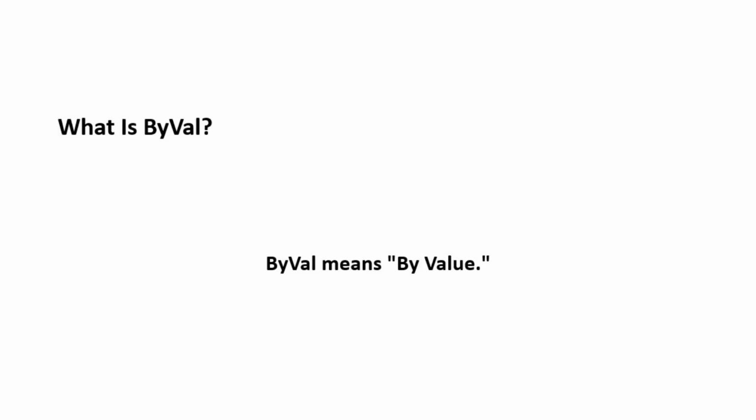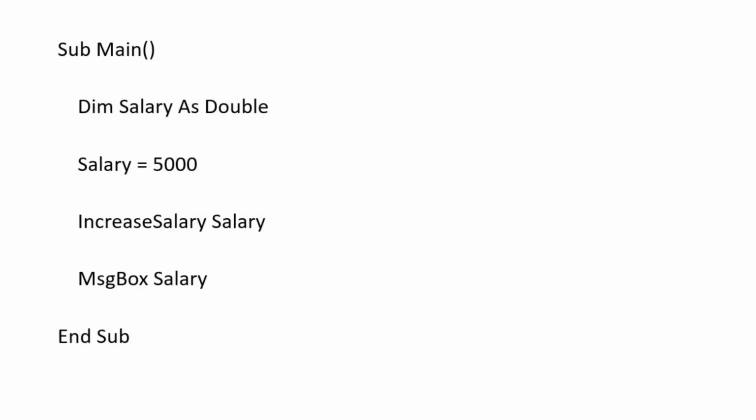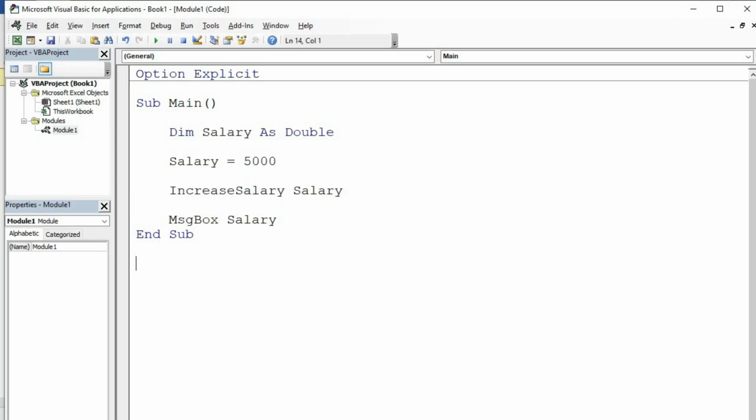What is ByVal? ByVal means by value. When you pass a variable using ByVal, VBA creates a copy of the original value and sends that copy to the procedure. The original variable remains unchanged. Looking at our previous example, Dim salary As Double. Salary is equal to 5,000. Then we say IncreaseSalary salary. Now let's go ahead and pass the variable into another sub by writing this.